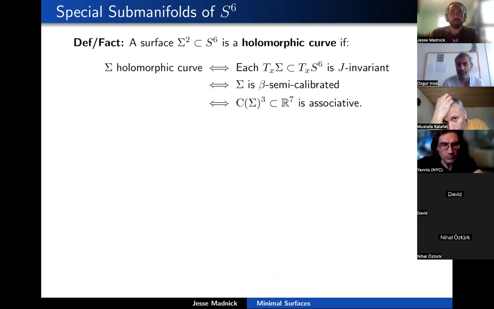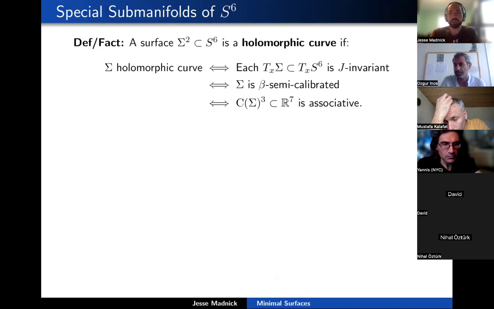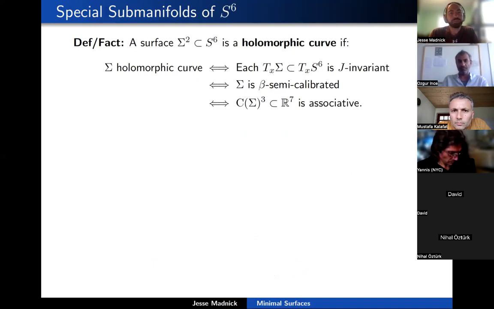Okay, so the point is that beta and gamma, which live on the 6-sphere, are very fundamental to the geometry, not just of the 6-sphere itself, but to the geometry of natural submanifolds. So for example, we can say that a surface sigma, 2-dimensional in S6, is a holomorphic curve if each of the tangent spaces is J-invariant. This is equivalent, it turns out, to requiring that sigma be semi-calibrated by beta, and this in turn is equivalent to requiring that the cone be associative. Okay, probably I'm being a bit sloppy with regards to orientations.